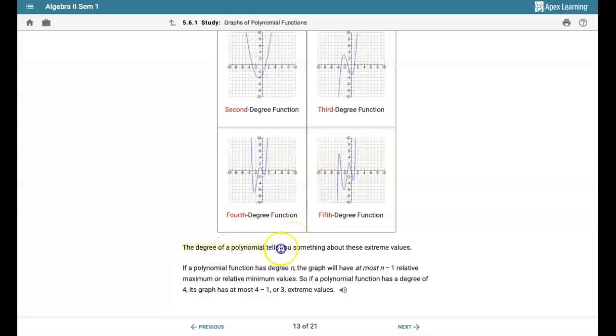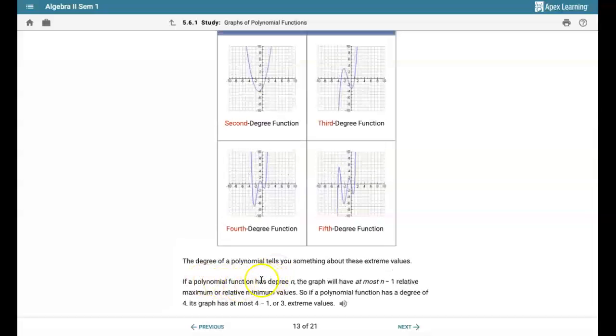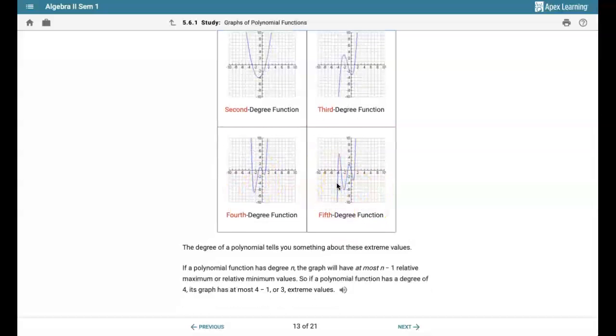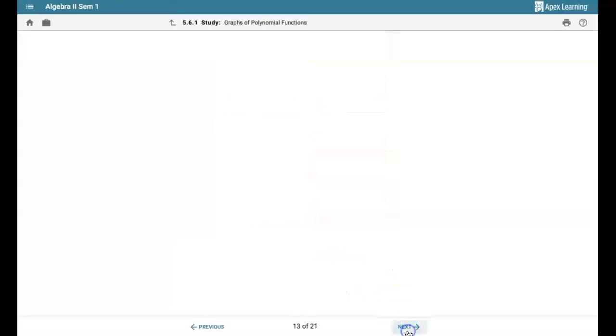So if we look here, the degree of the polynomial tells you something extra about these extreme values, right? If a polynomial function has a degree of n, the graph will have at most n minus 1 relative maximums or minimums. It'll tell you the number of bumps in your graph. So this is a 2nd degree function. This has 1 bump. 3rd degree has 2 bumps. 4th degree has at most 3 bumps, and the 5th degree has, again, at most 4 bumps. This isn't saying that a 5th degree polynomial can't just have 1 bump, but if you have 4 bumps, it has to be at least a 5th degree or higher polynomial.